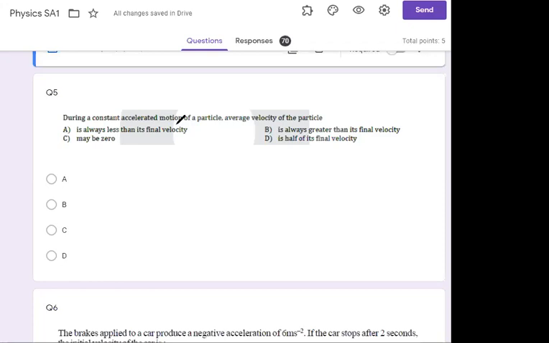Next, fifth one. During a constant accelerated motion of a particle, average velocity of the particle. Tell me, constant accelerated motion, right? बताओ क्या होगा? Tell me. Sir, option A. The answer should be option A. Yes or no? Tell me. Yes or no?